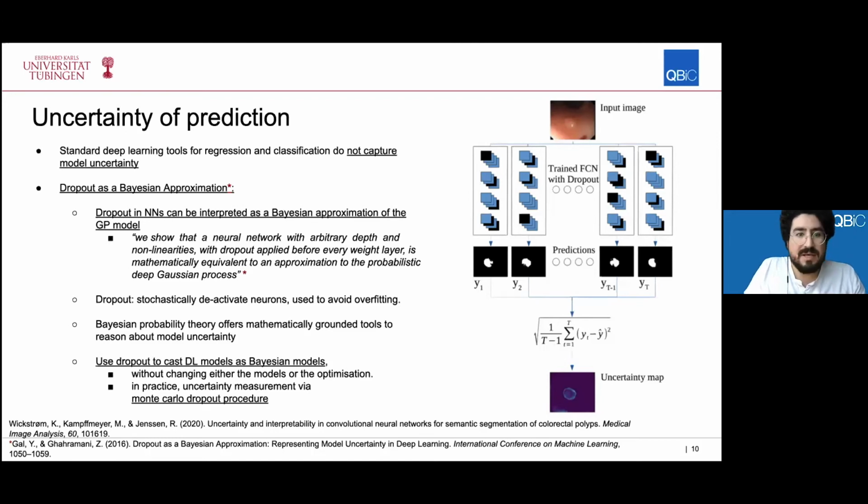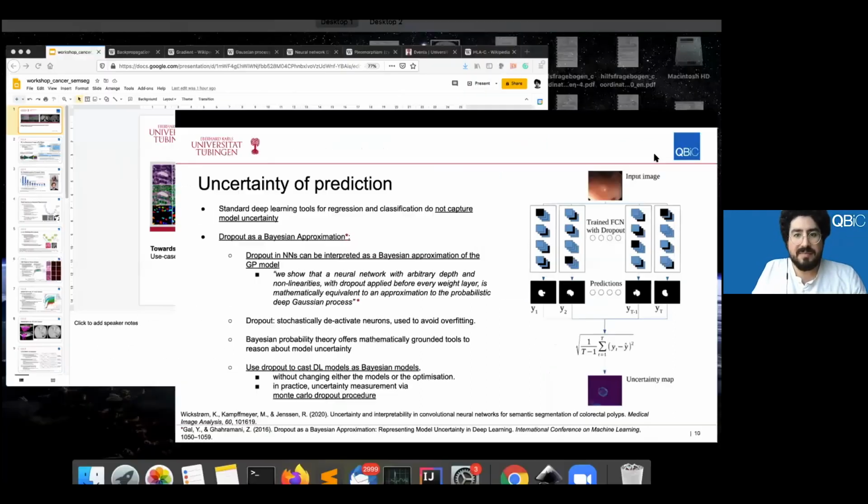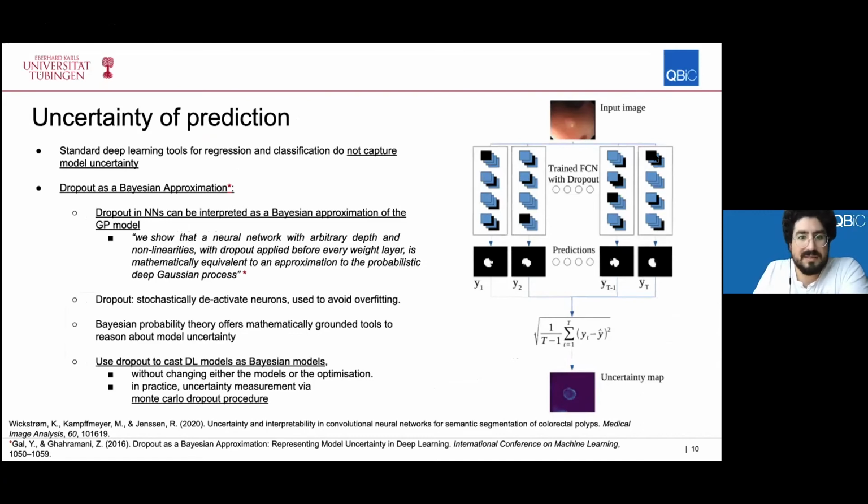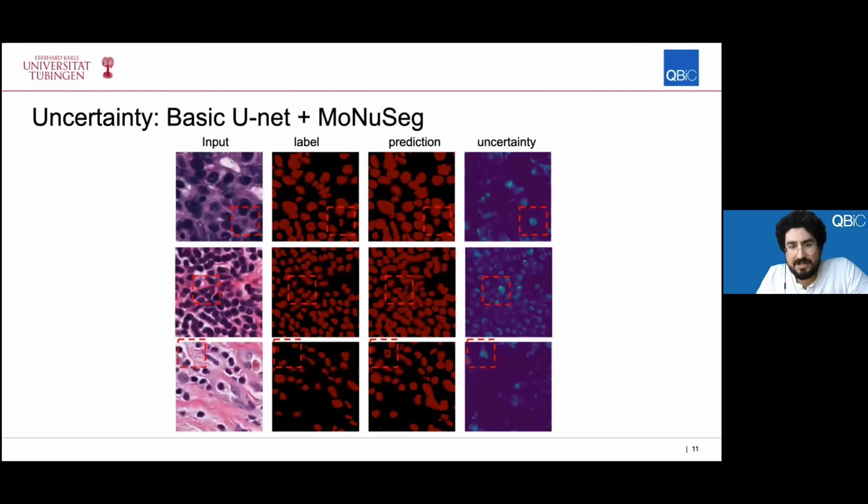Oh, apologies. Okay. So I will tell you very shortly about this. There's a way of approximating these deep neural networks to be able to provide an uncertainty value on your prediction, and this pretty much involves a Monte Carlo dropout procedure, which is exemplified here. But for the sake of brevity, I can show you some results.